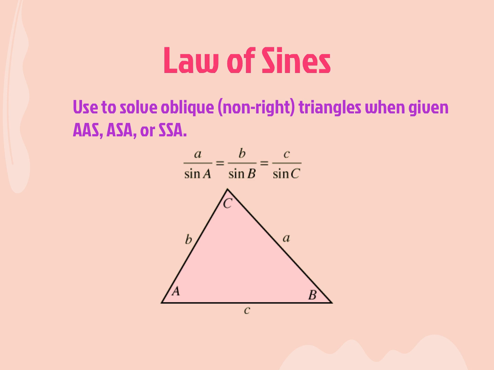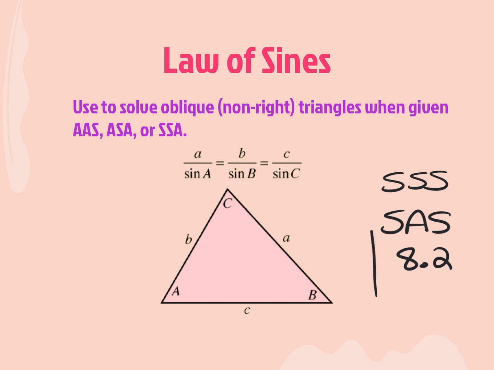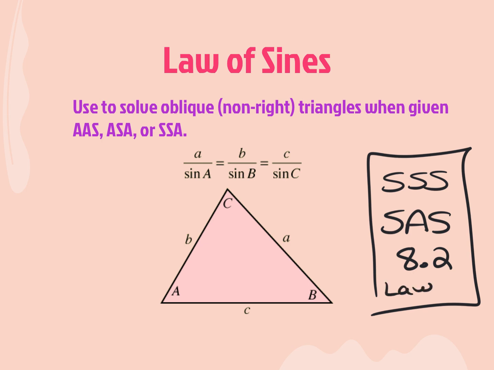So when I give you side, side, side, all three sides, or side, angle, side, where it's the included angle, this is going to be 8.2. This will be Thursday's homework. This is when you're going to use law of cosines. And what you'll do is, to get the first missing piece, you're going to use law of cosines when it's side, side, side, or side, angle, side. Then after that, you'll revert back to using law of sines.